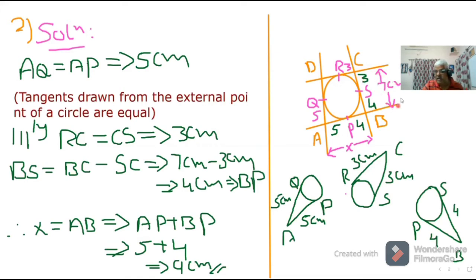Next, I consider this BC full measurement is 7 centimeter. SC measurement is 3 centimeter. 7 minus 3 gives you 4 centimeter here. And this BS will be equal to BP because B is the external point and BS and BP are the tangents to the circle. Therefore, BP is also equal to 4 centimeter. Now, by adding 5 and 4, the overall measurement of X is 9 centimeter. With this, my explanation is completed. Thank you.